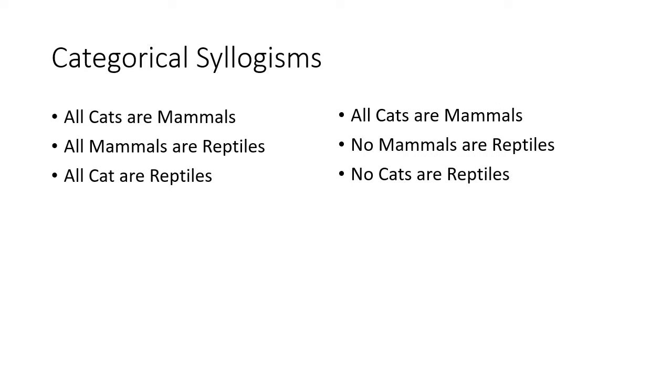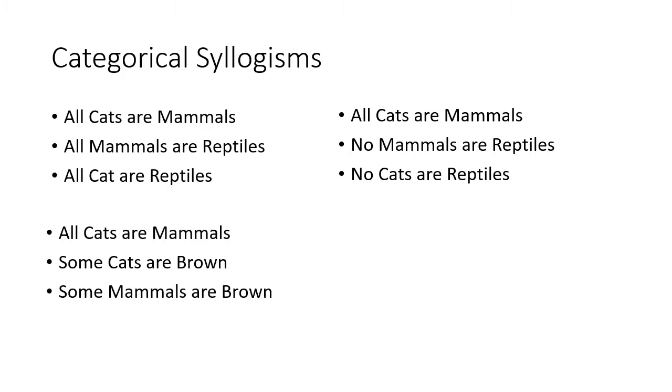But here's an argument that's a little bit more mixed up, so it's not all A claims, but A claims and E claims, universal affirmatives and universal negatives. We have all cats are mammals, no mammals are reptiles, therefore no cats are reptiles. So there's another example here.